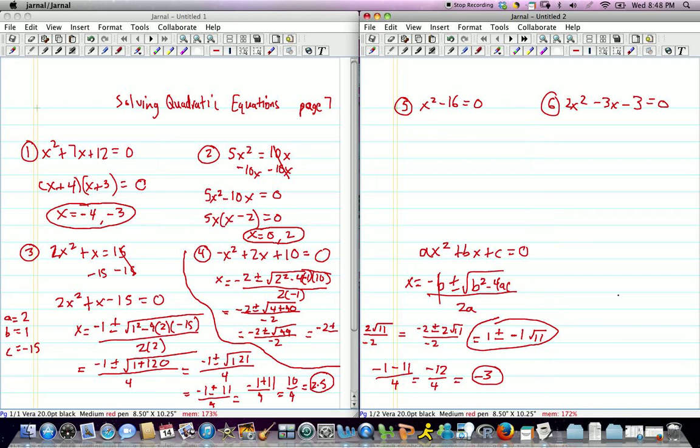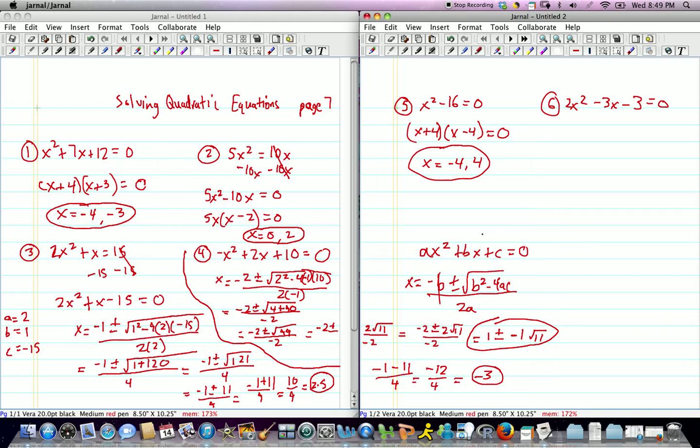Now, in order to understand this, you have to understand how to simplify radicals. There's another video on that on another page of this packet. So if you're confused, you can look that up as well. If we look at number 5, we see difference of squares pattern. So I'm going to factor this and not use the formula because I know that this easily breaks down into x plus 4, x minus 4 equals 0, which then allows me to get the answers of negative 4 and positive 4, which is way quicker than using the formula.